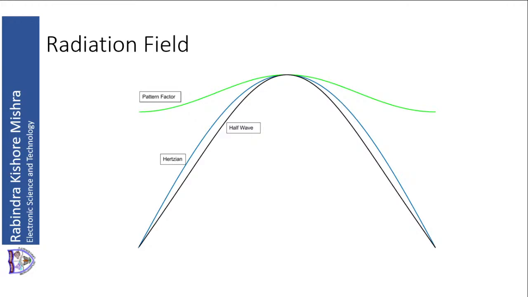And if the dipole length is increased beyond one complete wavelength, more than half wavelength, then you will get this variation to change. Gradually it will keep on changing.